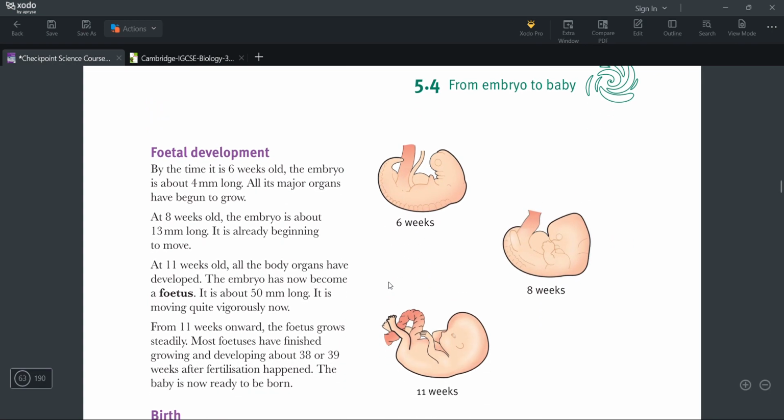Fetal development. By the time it's 6 weeks old, the embryo is about 4 millimeters long, and all of its major organs have started to develop. It's very basic, but everything is there to just get bigger and eventually become self-sufficient. At 8 weeks old, the embryo is about 13 millimeters long. It's already beginning to move slightly, so it's looking like this.